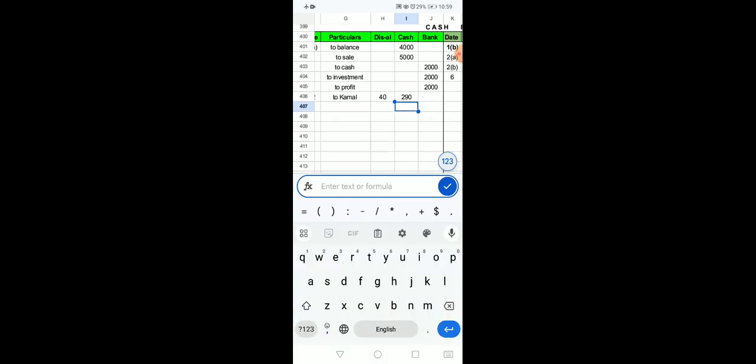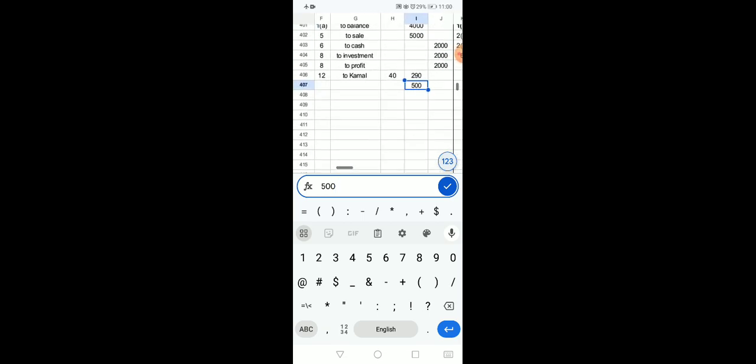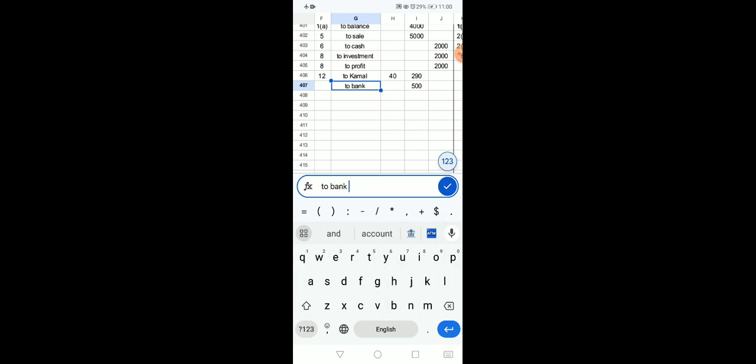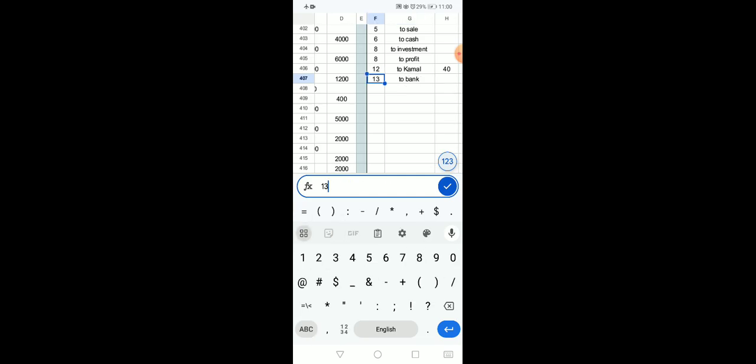Next entry we are with is 13th entry, where there are two elements. Both elements are associated with the cash book, that is cash and bank. We will post both elements step by step. First step is to see cash, which is debited by 500. Go to the debit side of the cash and write 500 in cash column. And now see its reference. What is written on the opposite side of cash? That is bank. So you will be writing to bank over here. Now see the date, which is 13. So post your date as 13 in date column.